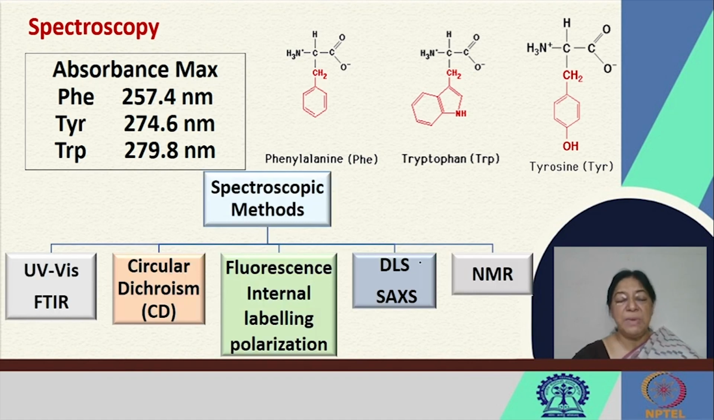And the spectroscopic methods that were looked at briefly were UV-visible, FTIR, circular dichroism, fluorescence, internal labeling, polarization, and DLS.